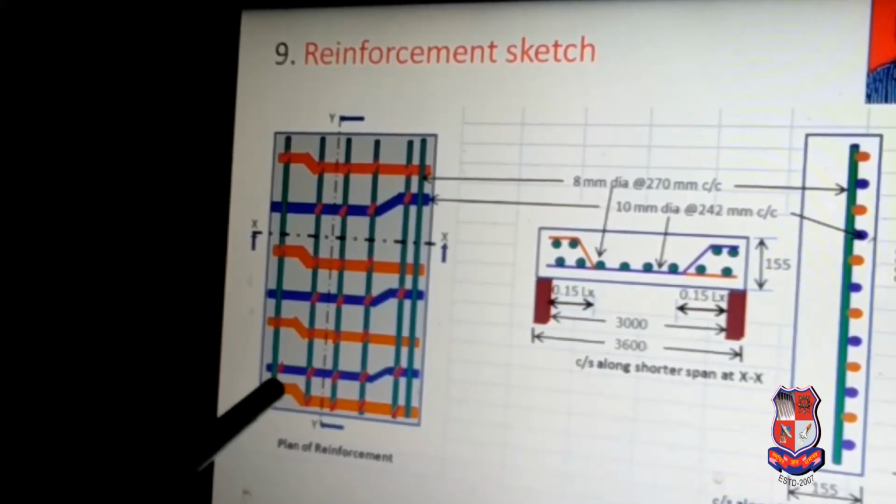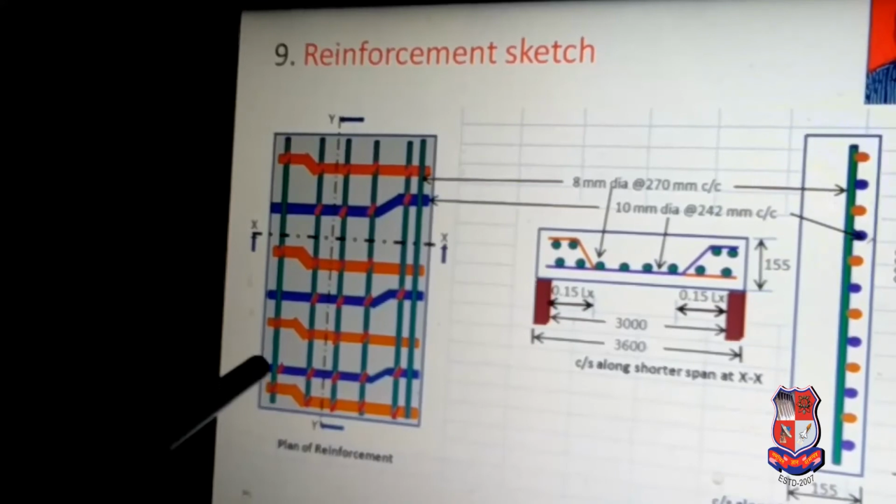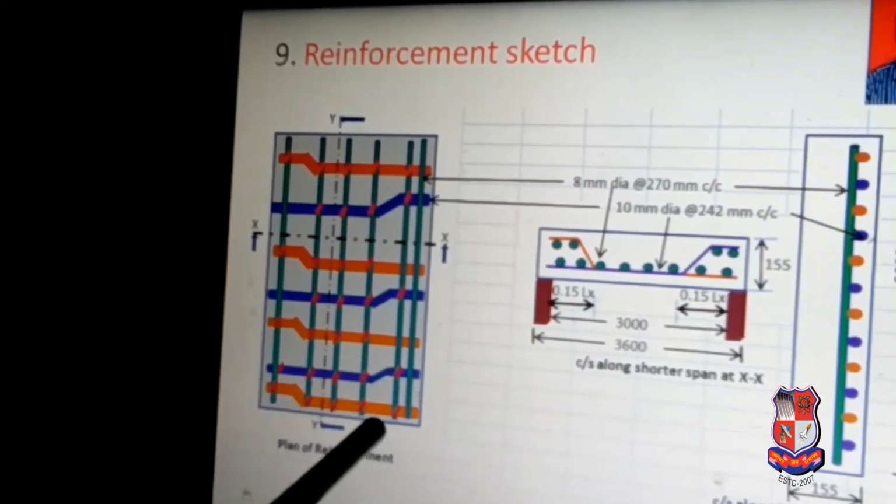and this bent up is provided to take care of any negative moments if they arise on the top of the slab near the support. As such, there is no need in a one-way slab, but suppose we provide some parapet wall on the one-way slab, or some temporary construction along the edges, then this negative moment may arise. So we take care of future stresses, if any. So we provide a bent up at the top of the supports, on the left side of the one-way slab shorter span and the right side of the shorter span.